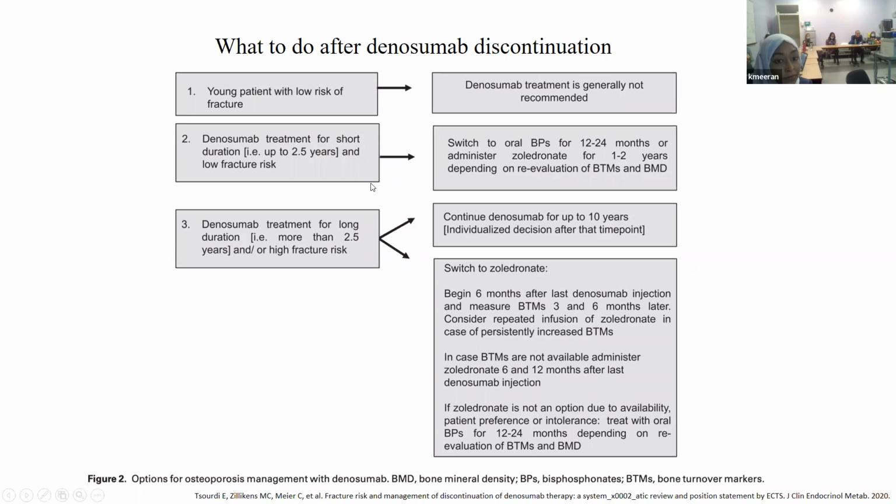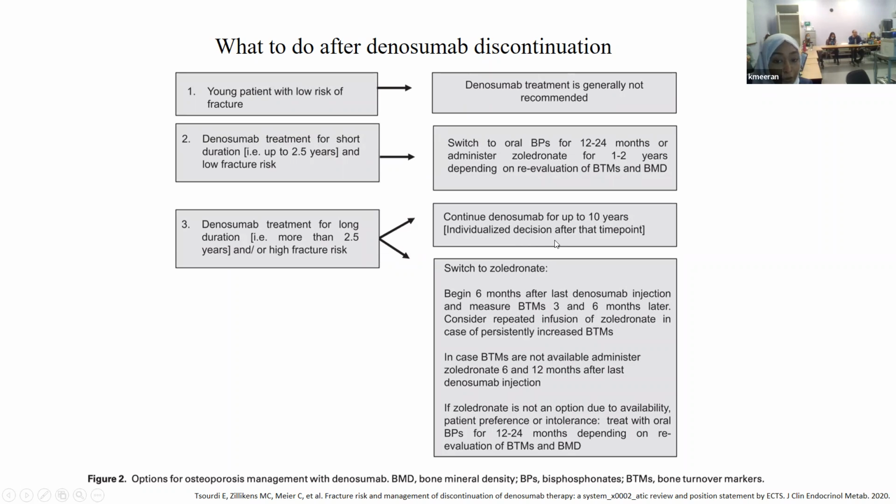Then, for denosumab treatment of a shorter duration, about 2.5 years or less, and low fracture risk, after stopping denosumab, switch the patient to an oral bisphosphonate for about 1 to 2 years, or administer zolendronate for 1 to 2 years, depending on the re-evaluation of the bone turnover markers and the bone mineral density. Patients who are treated with denosumab for a longer duration, more than 2.5 years, or who have a high risk of fracture: denosumab is considered safe in this population. You can continue it up to 10 years. However, this has to be an individualized decision.